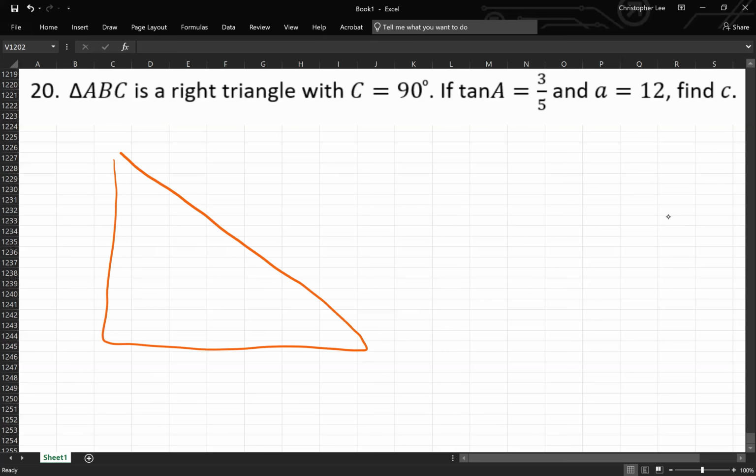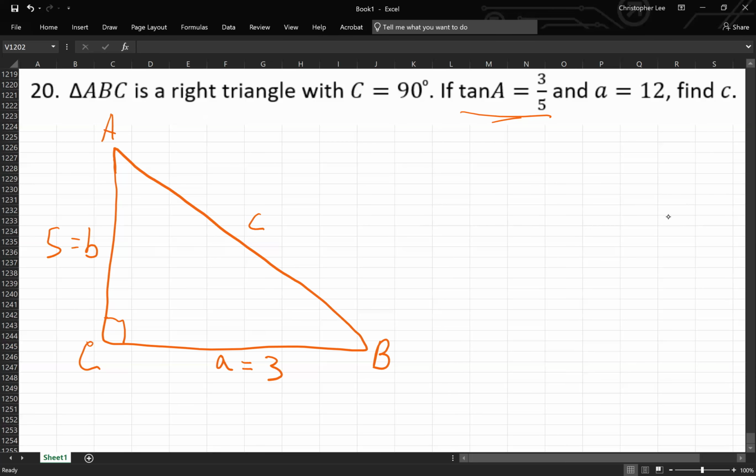I have a right triangle like this. I have an angle A up here, an angle B here, and an angle C. Opposite angle C is leg C. Opposite angle A is leg A. Opposite angle B is leg B. All right. Now they're telling me that tan of A is 3 over 5. Now remember, tan is what? Opposite over adjacent, right? So tan of A, opposite will be 3 here. My adjacent will be 5, right?